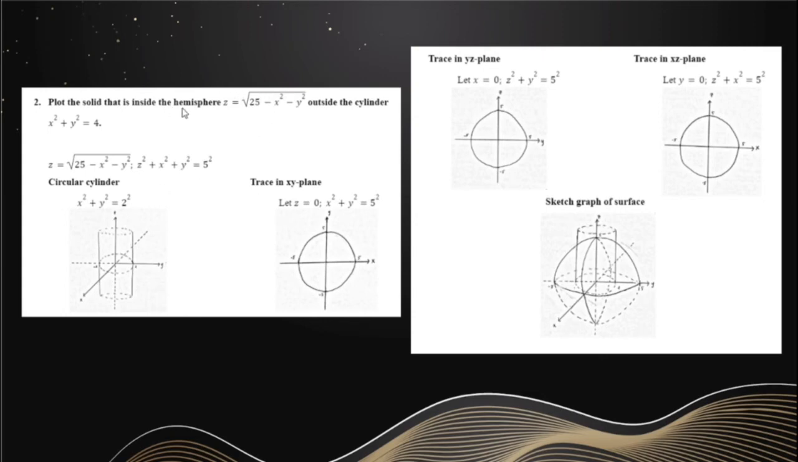So, looking at the equation of the hemisphere, we know that it is a hemisphere since it has a square root. So, if we transform the equation into this, it's going to be a sphere. So, let's trace the xy plane, yz plane and xz plane for the sphere first. So, looking at all of the traces, if we want to take the hemisphere, we will ignore the bottom part because the hemisphere has a square root. So, we will take only z more than or equal to 0. So, after combining all of the traces, this is the sketch of the graph of the hemisphere and cylinder.